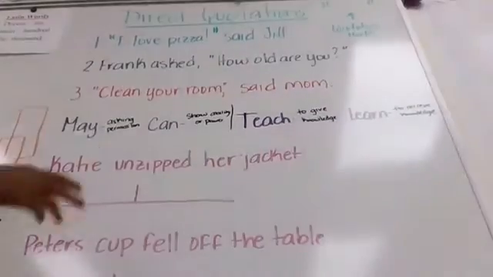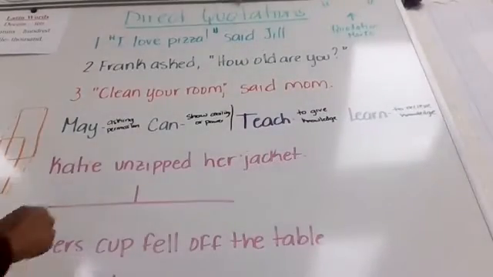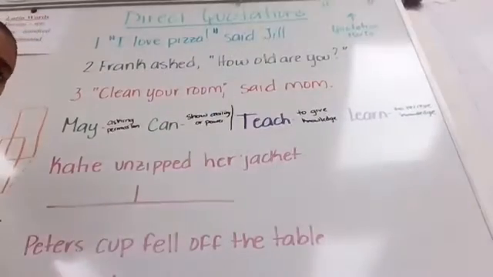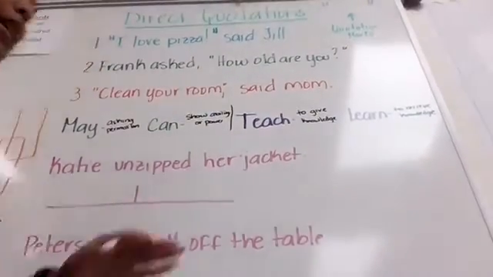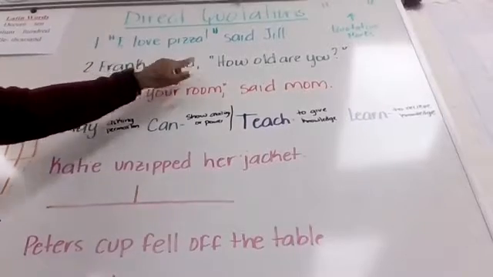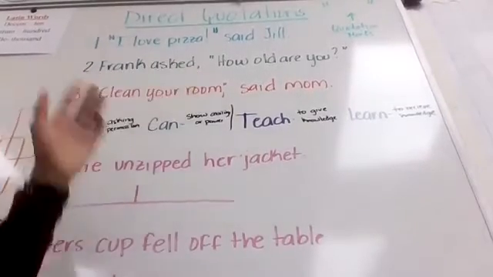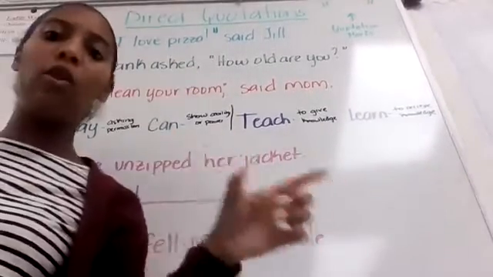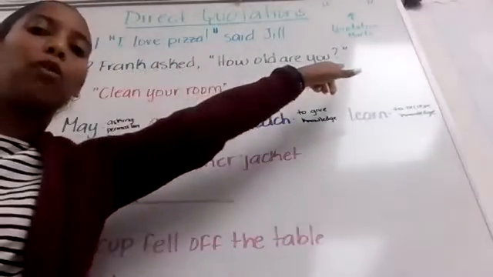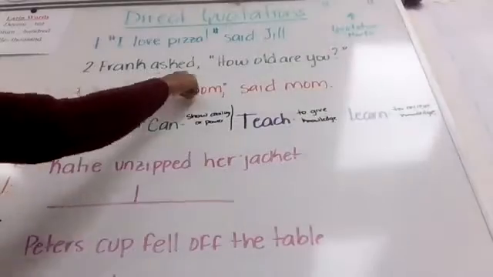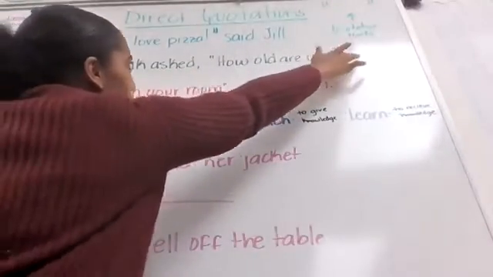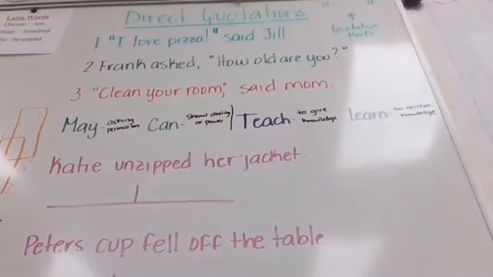Okay, let's look at number 2. Now, this one is written a little differently. It says, Frank asked, "How old are you?" Now this one is different because it has who's talking first. Frank asked, and now look at how I have that comma. Anytime the part that tells you who is speaking is first, you always put a comma at the end before you put the quotation. So Frank asked, quotation, "How old are you?" Question mark, finish it.